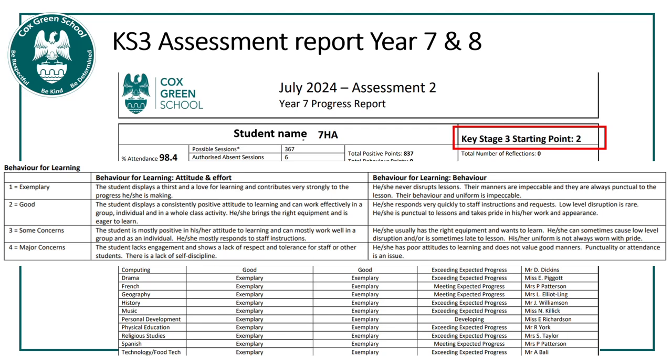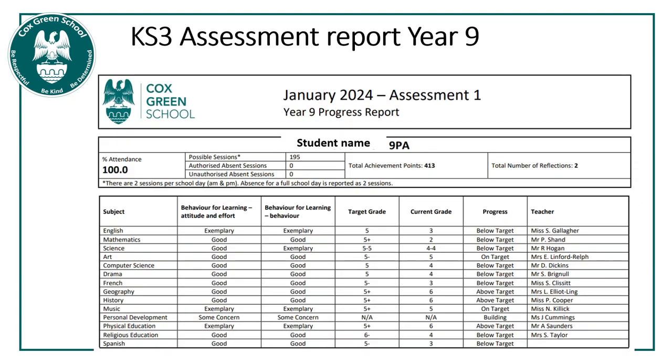So that's the Key Stage 3 assessment report, and that gives you a sort of breakdown of what you would see if you have a student in year 7 or in year 8. When they move to year 9, we report differently. So now you'll notice there is a target grade and a current grade.